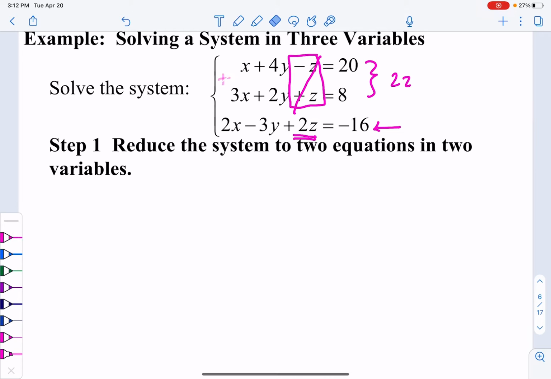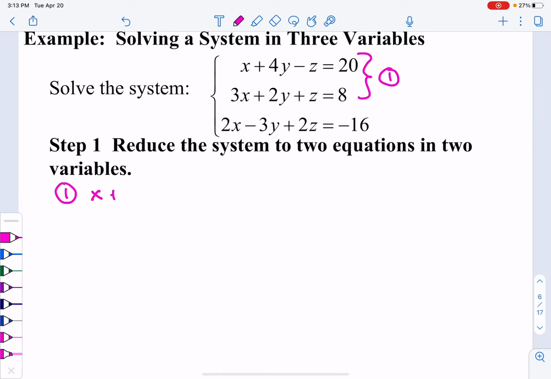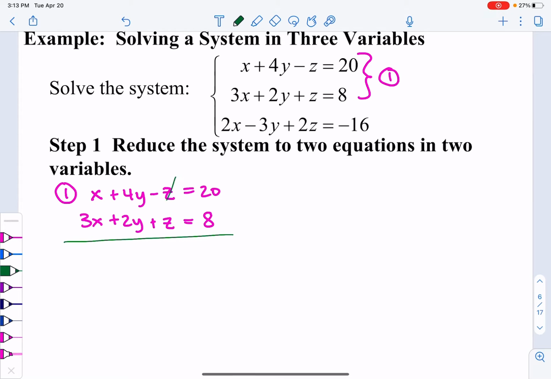We're going to start by taking care of those first two equations. If I group these first two equations together, this gives me my first new equation. All I'm going to do is rewrite these: x plus 4y minus z is equal to 20, and 3x plus 2y plus z is equal to 8. I can cancel out my z's by adding those two equations together, because a negative z and a positive z cancel when added. So x plus 3x gives us 4x, plus 6y is equal to 28. That's all I'm going to do for right now.